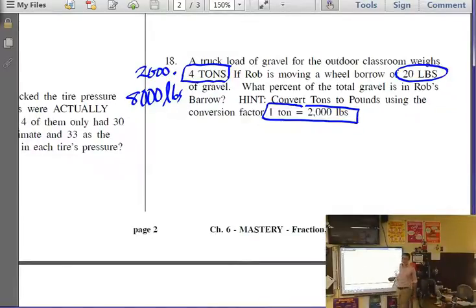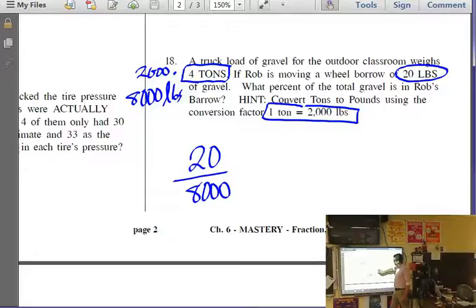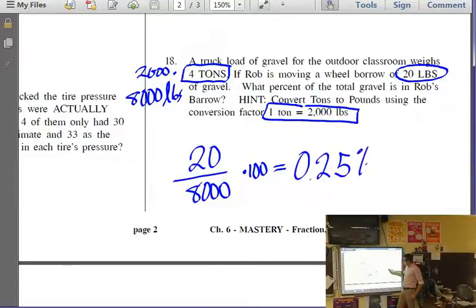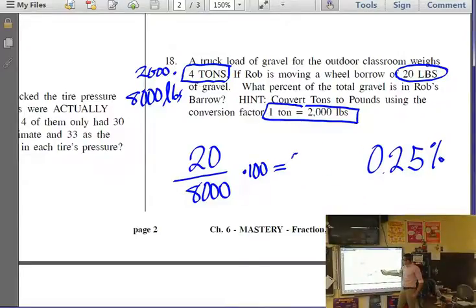So then to find my percent, I take the amount Rob has, which is 20 pounds, divided by my 8,000. Once I get that decimal, you have to multiply by 100 to get it into percent form. This is going to be a percent less than 1. Might as well give it to you. It comes out to be 0.25% because this comes out to be 0.0025 times 100. When I multiply by that 100, I move my decimal 2 place values.